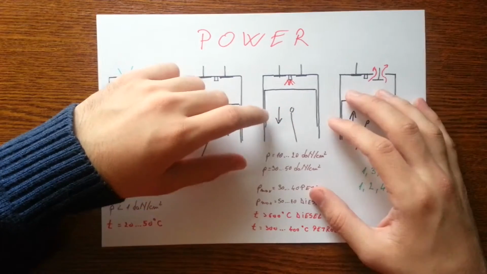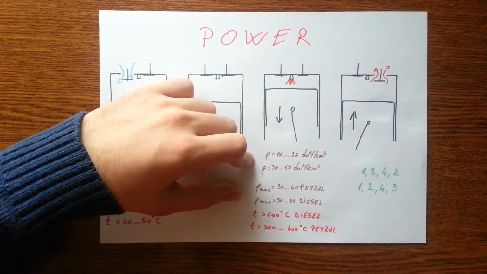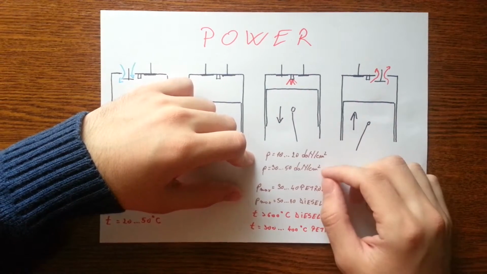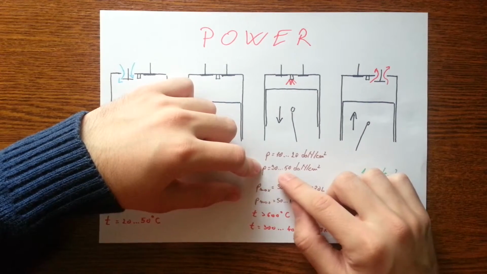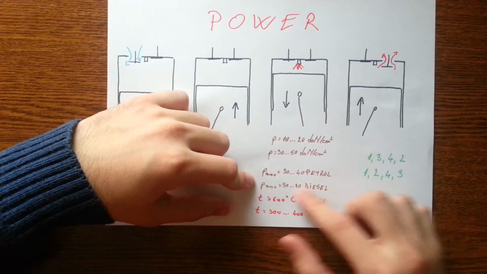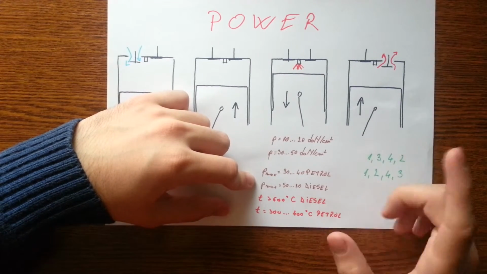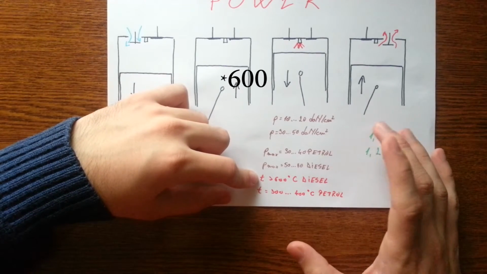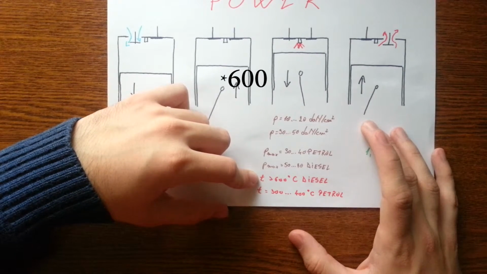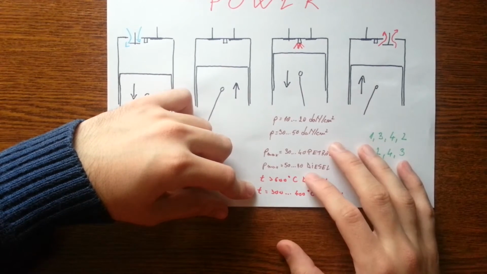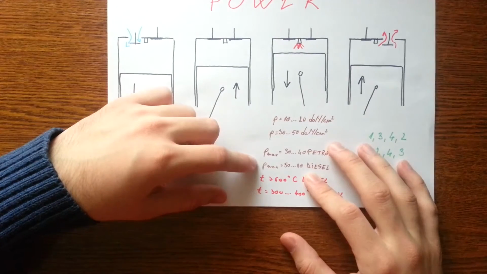Now something else about the power stroke. We have a pressure for petrol engines around 1 to 2 bar, and for diesel engines around 3 to 5 bar. And also these are the maximum pressures for both petrol and diesel. And the temperature for diesel is over 600 degrees, and for petrol engines around 300 to 400 degrees Celsius.